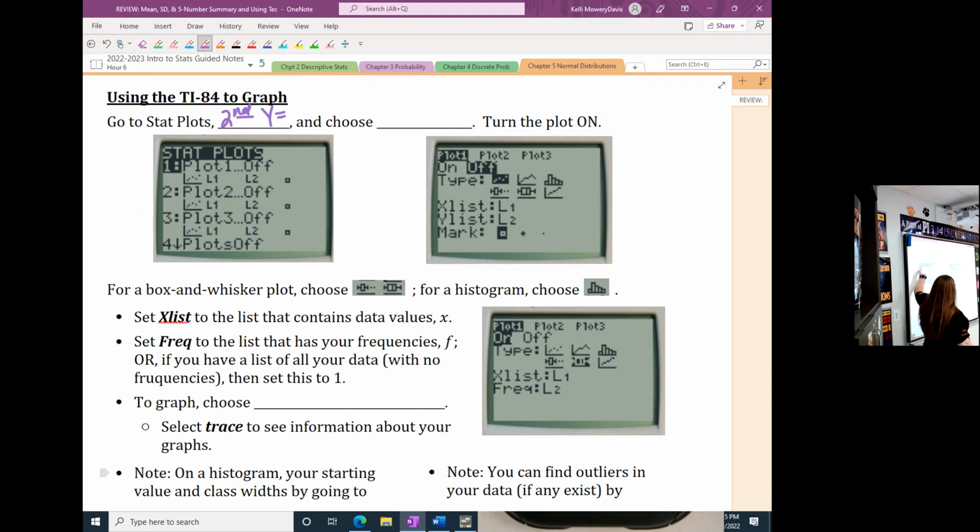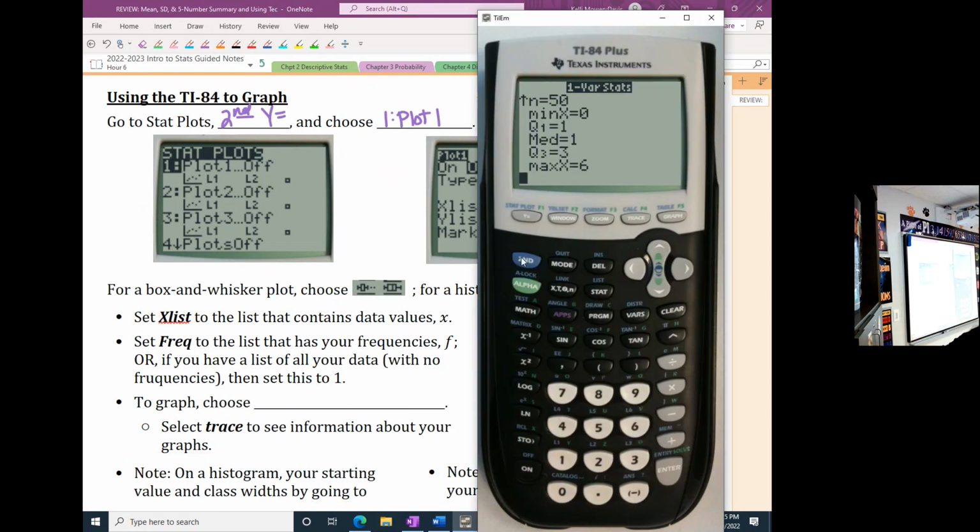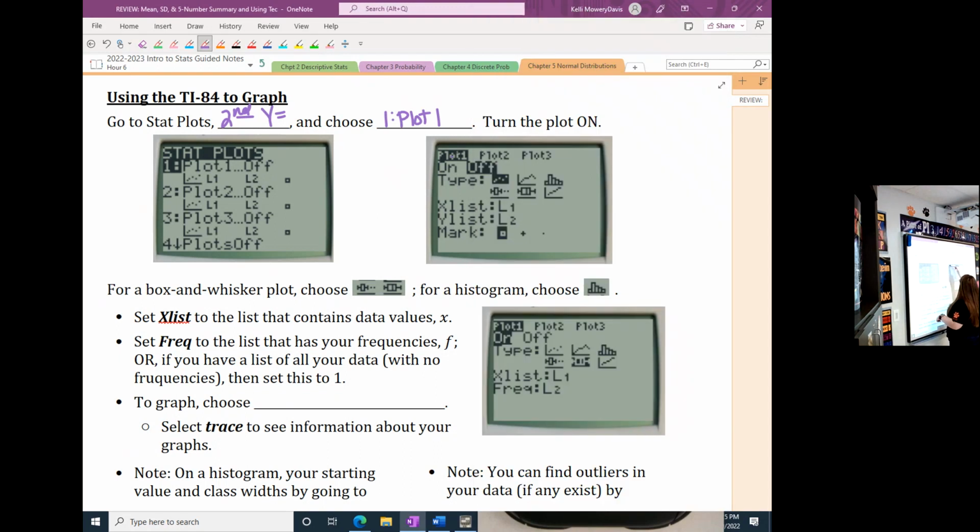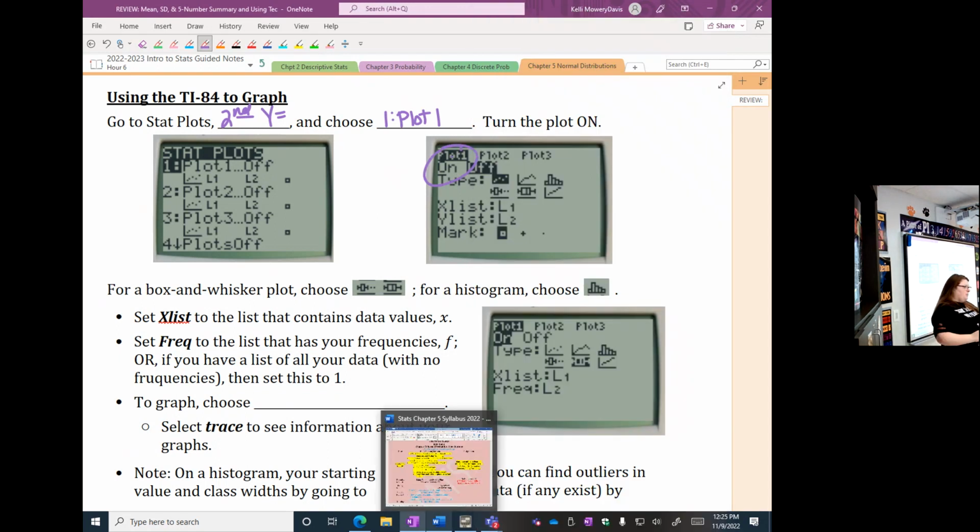All right, so we're going to go in and we're going to pick number 1. When you go in and you hit enter, this screen pops up. Okay, we need to turn it on. So we're just going to pick number 1 for plot 1. If I want to pick plot 2, that's fine. We're just going to do a plot 1. All right, so on our calculators, we're going to second y equals, hit enter. First thing I need to do, click on that on. Okay, so make sure you're on that and hit enter. So you turn the plot on.